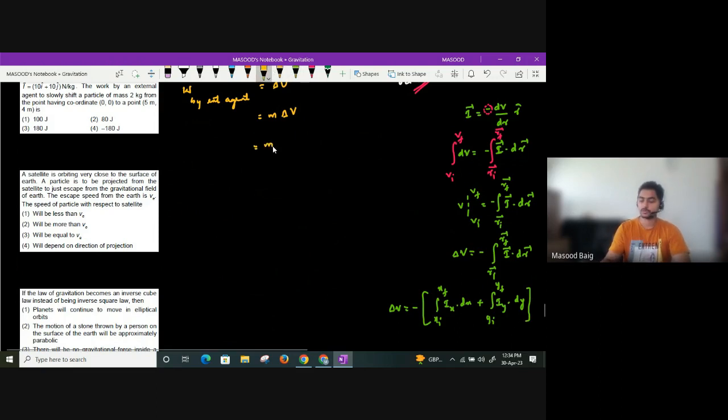So what is the work done now? It will be m into, how can I write the potential difference? Right, so I'll write the potential difference as minus the integral. I am moving it from (0, 0) to (5, 4). Initially the x coordinate is 0, the final x coordinate is 5. So what is the x component of the field here? 10. 10 dx I'll write. Plus the integral where the y coordinate is varying from 0 to 4. The y component is again 10, dy I'm going to write. And how much is the mass given? 2 kg mass is given. So 2 into, what will I get here? Minus 10 is anyhow constant. Integral dx will be x.